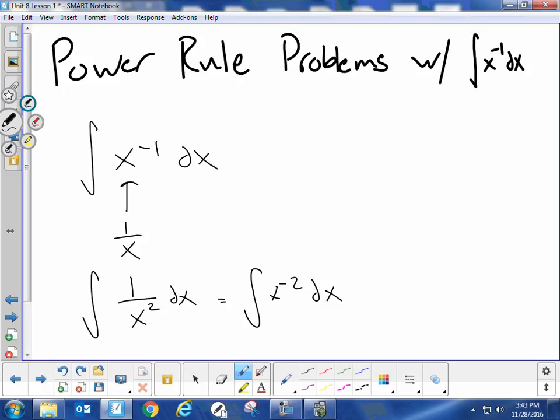Let me first start by doing x to the negative second. All right, we add 1, we multiply by the reciprocal. So the antiderivative of 1 over x squared is negative 1 over x.